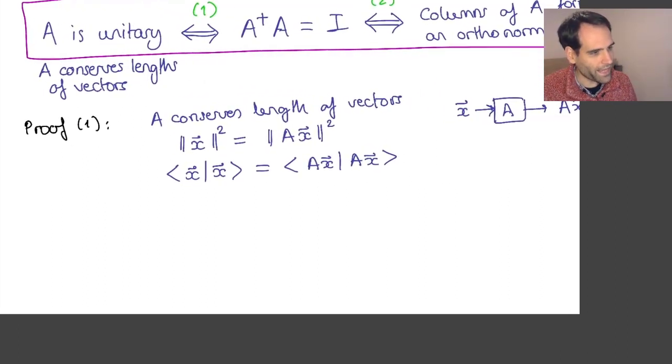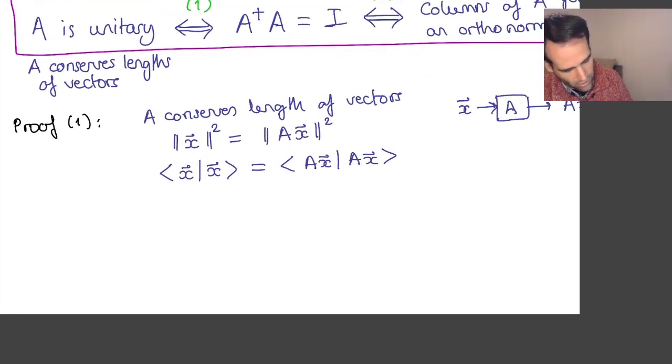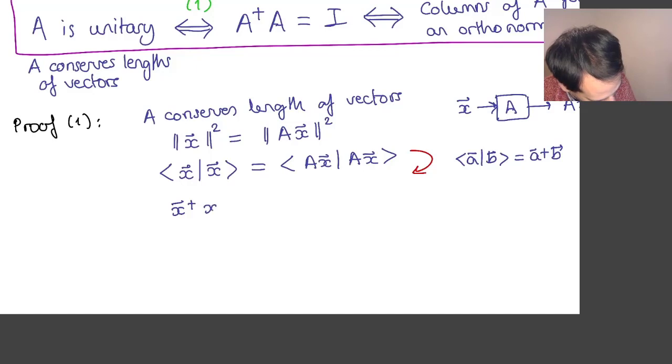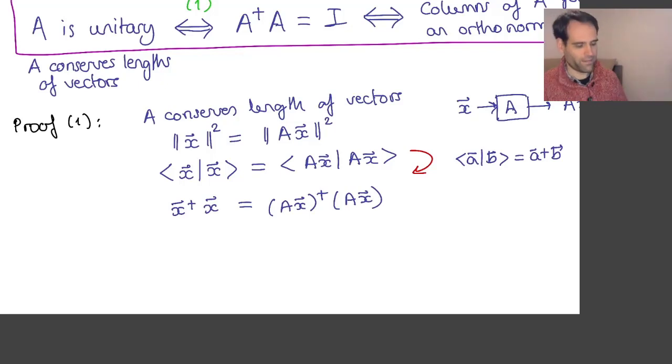Next step is we apply the notation of the Hermitian conjugate. So remember that we knew that the inner product in the physics convention can be written as A dagger matrix multiplied times B. So we can do that here. This is what we do now. And what we get is that x dagger times x is equal to (Ax) dagger times Ax. Right? This is what we found earlier.